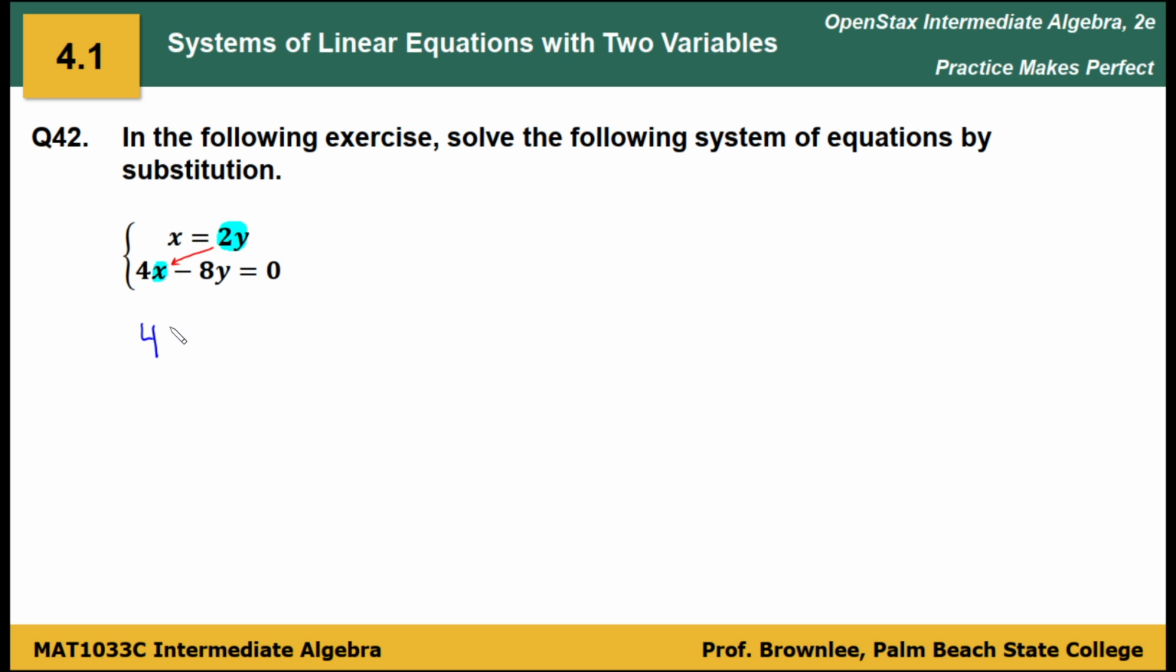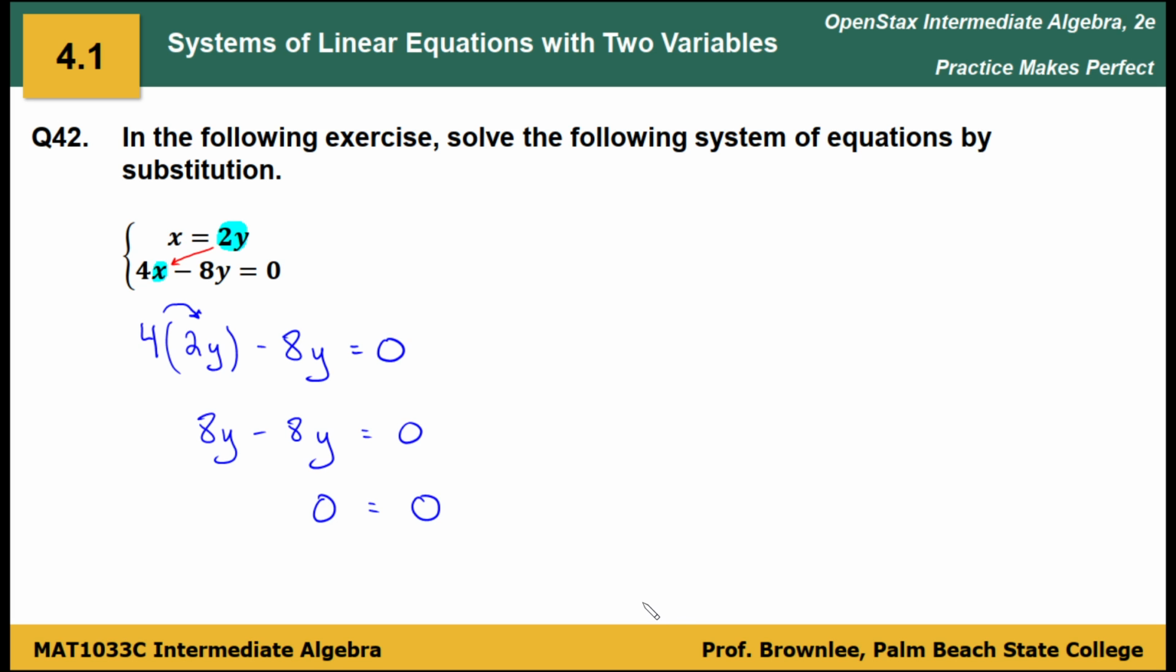So 4x, but x, of course, will now take on the value of 2y, minus 8y equals 0. Let's clean this up and see what we end up with. When we distribute, 4 times 2y is 8y, minus 8y equals 0. Combining like terms on the left-hand side, 8y minus 8y is 0, equals 0.